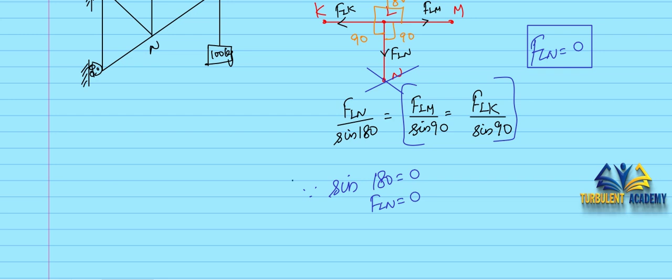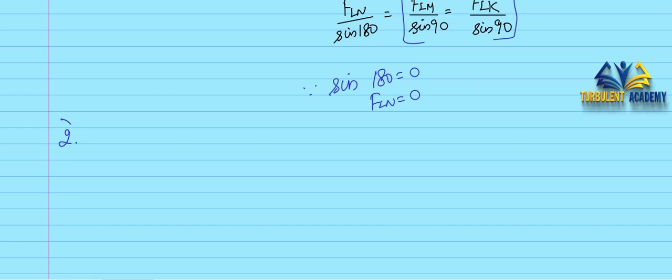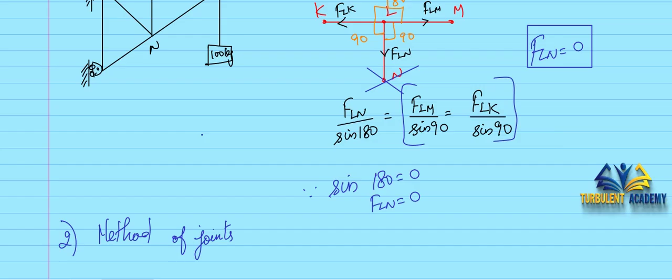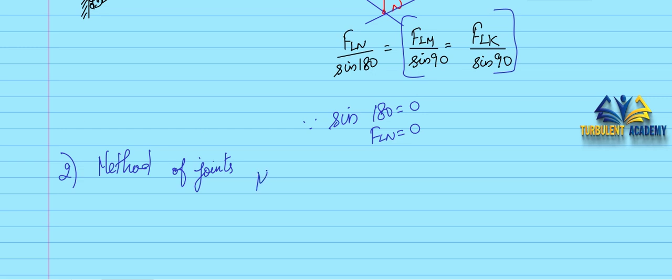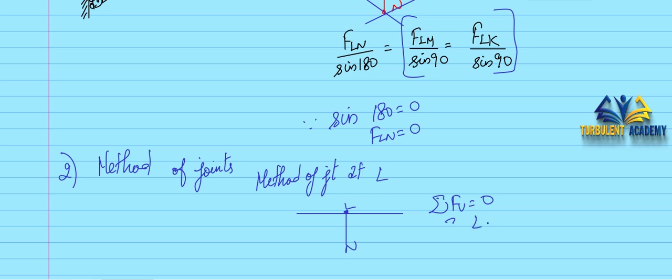Now next is the method of joints. We can learn using this also. We can apply the method of joints at any point, it's our wish. So method of joints at point L. This is the force LN, and the summation of vertical forces is 0. At this particular point, we have only LN, and no other force is applied. So force LN should be equal to 0.